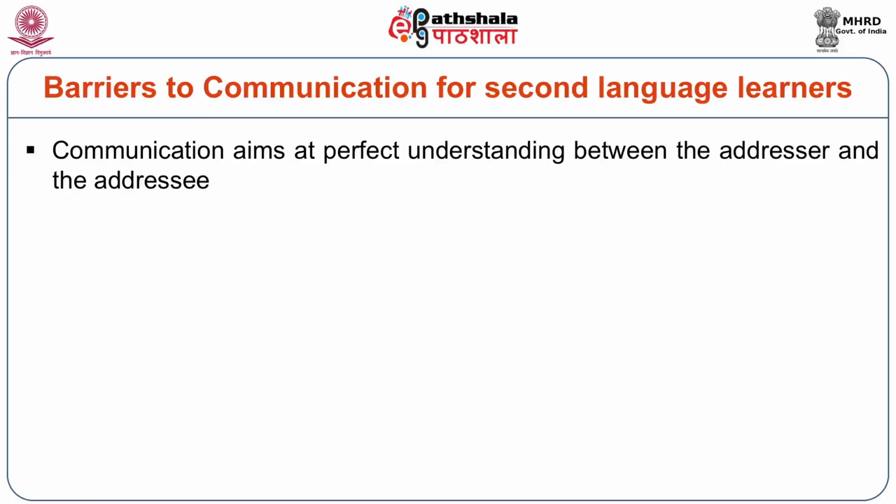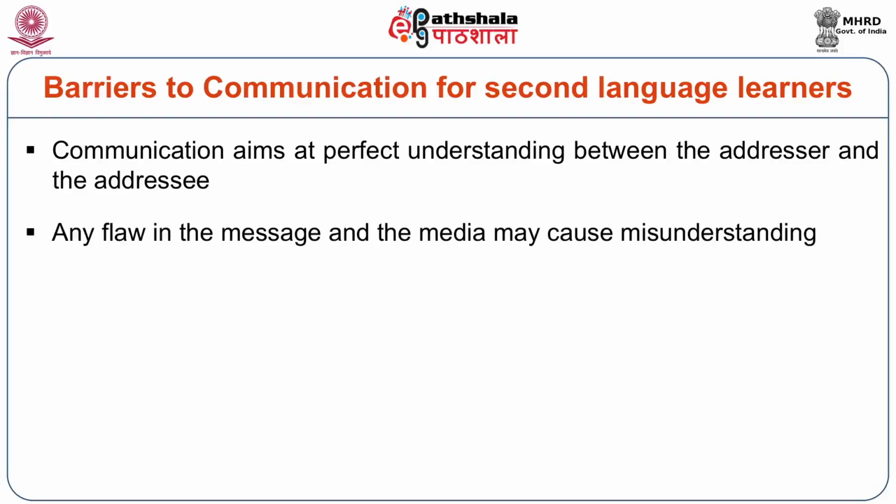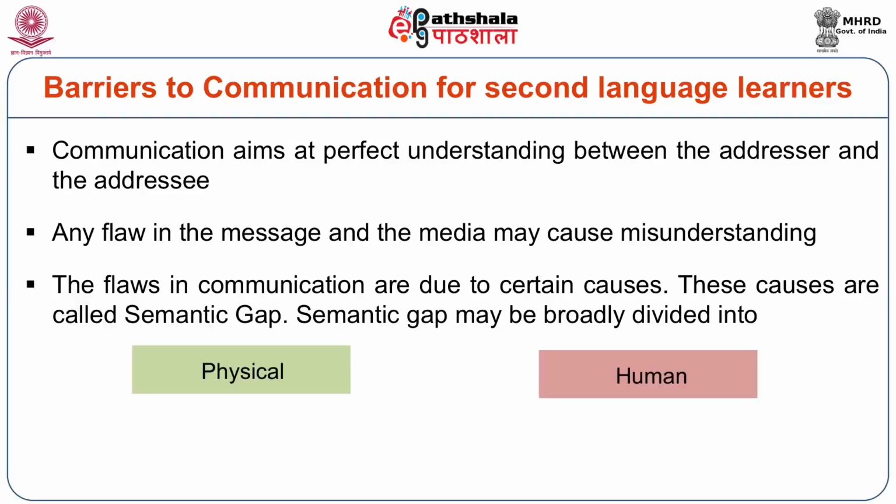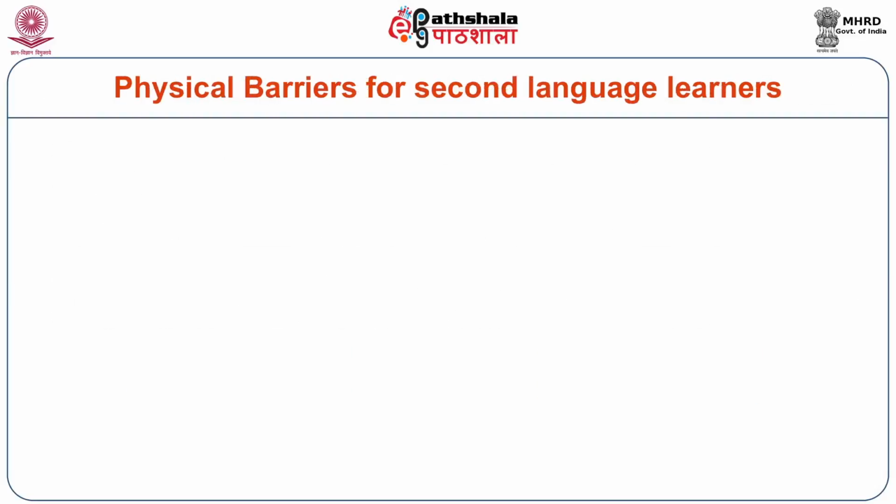So communication aims at perfect understanding between the addresser and the addressee. Any flaw in the message and the media may cause misunderstanding. The flaws in communication are due to certain causes. These causes are called semantic gap. Semantic gap may be divided broadly into 2 types: one is physical and the second is human. Now, what are the physical barriers for second language learners?